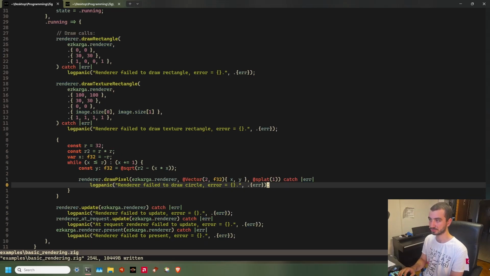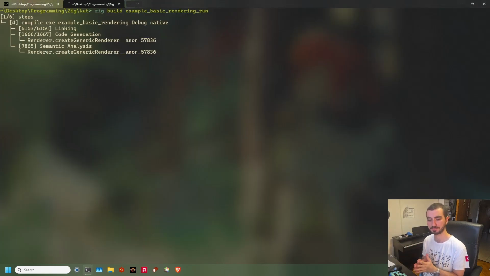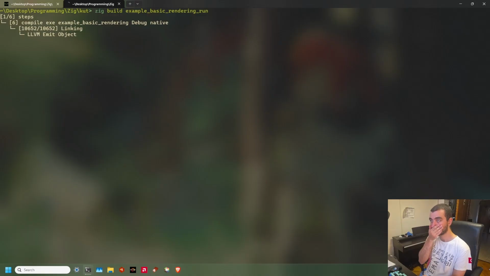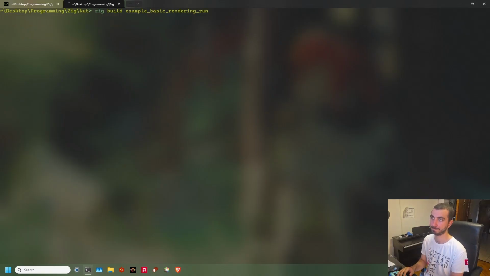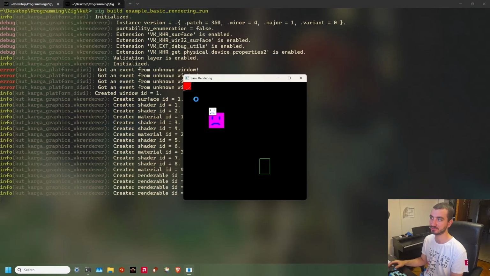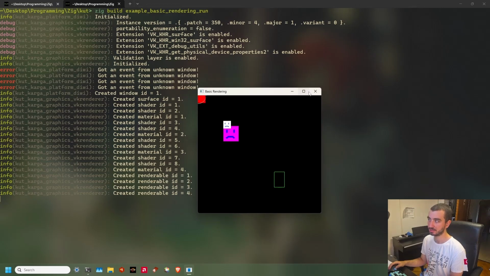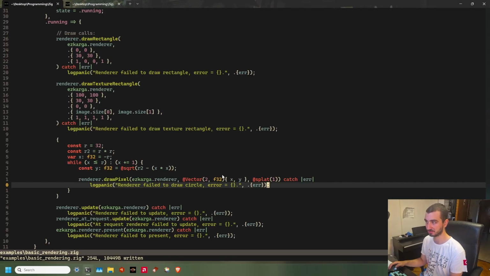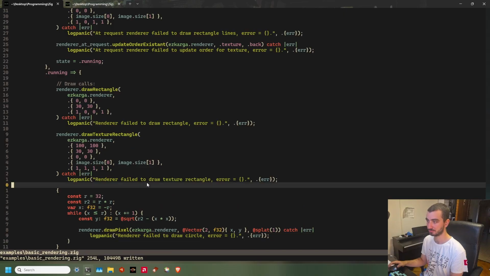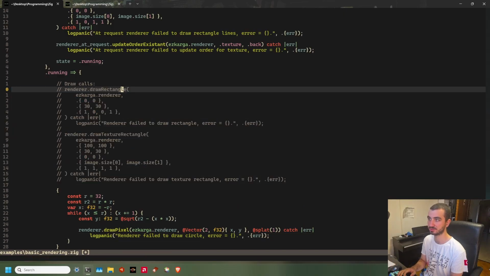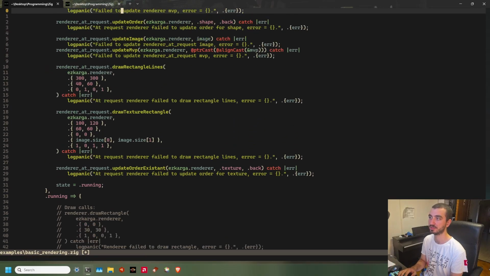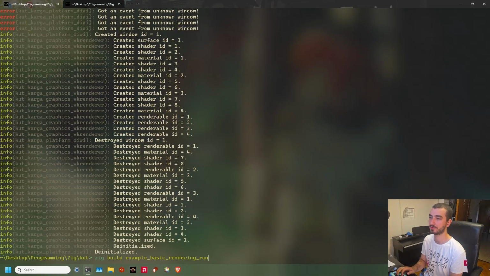Okay. So this is only one half of the circle, and let's actually see if it is one half of it. Now it's going to be on the top left corner of the window. So let's just reorient it. And might as well just remove these draw calls as well, so they're not polluting the screen.